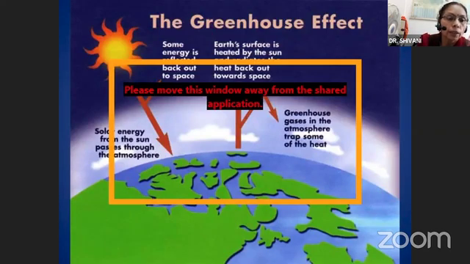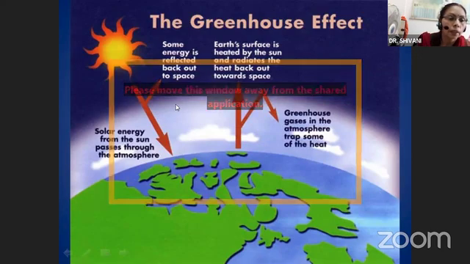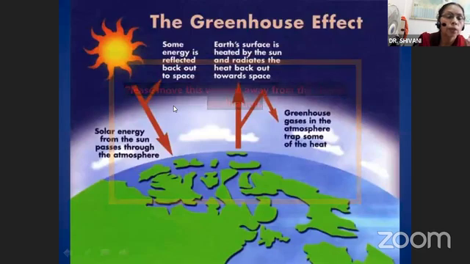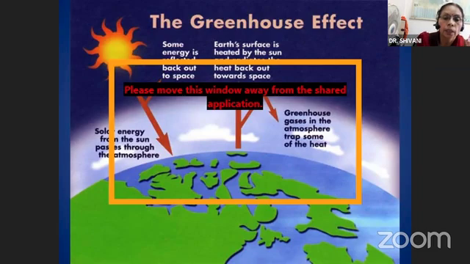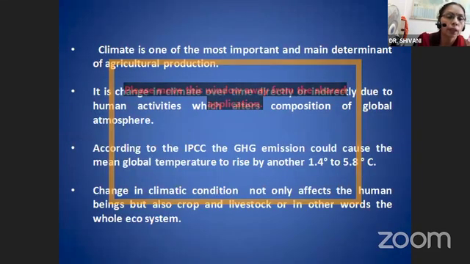And what are greenhouse gases? If we can see in this slide, the greenhouse effect. Here, when we get solar energy from the sun, it passes through the atmosphere and some of the energy is reflected back out to space. And Earth's surface, when it gets solar energy, gets heated by the sun and radiates the heat back out towards space. But greenhouse gases capture this in the atmosphere and trap some of the heat, which adversely affects the crops as well as all living organisms.